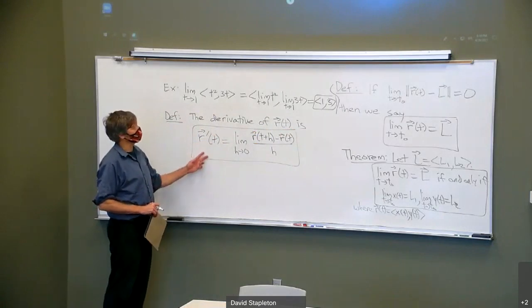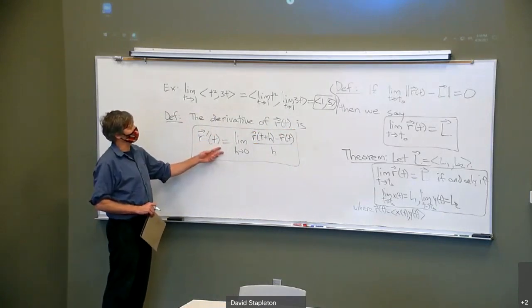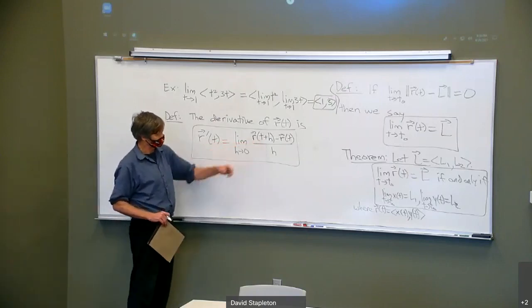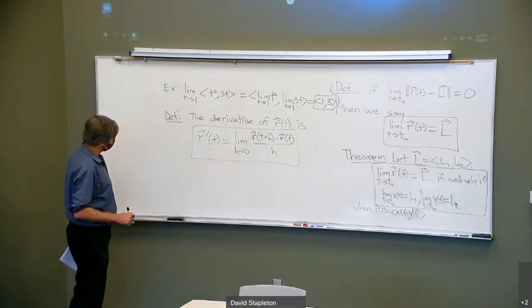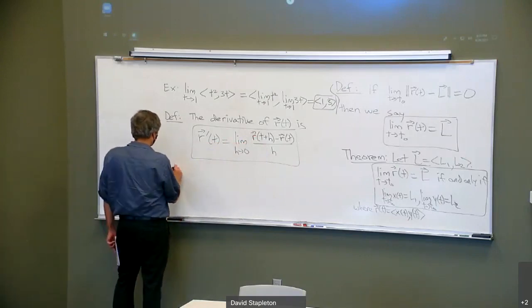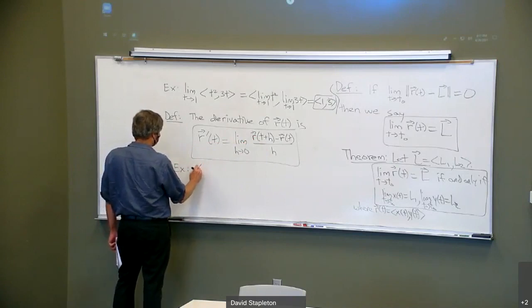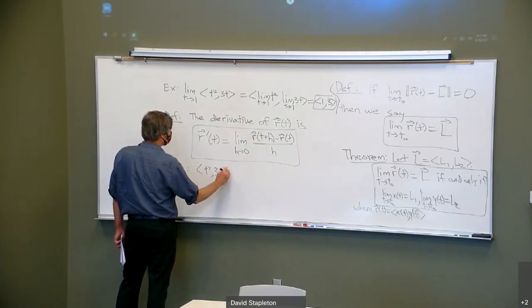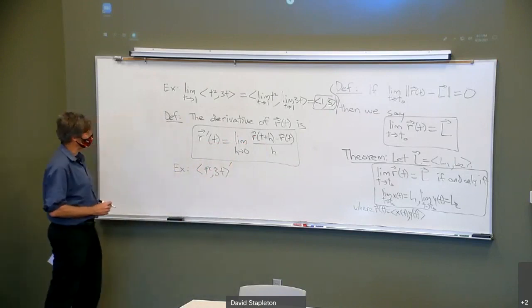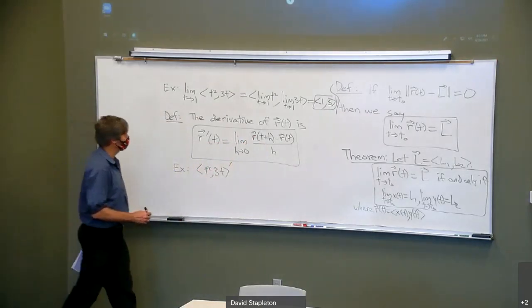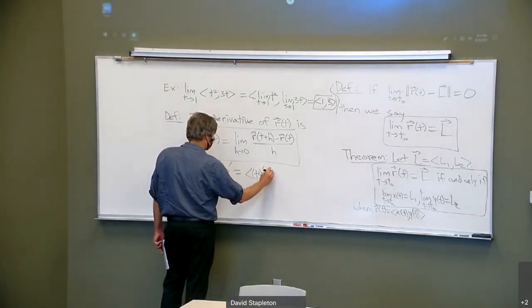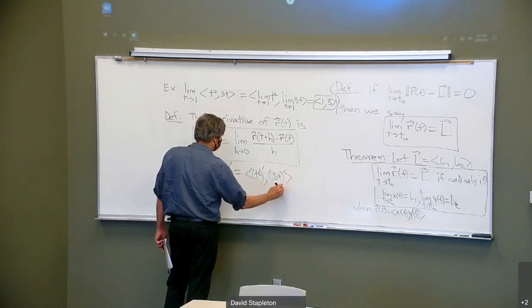So what this says is if you want to take the derivative of a vector value function, you just take the derivative of each component, right? Because after all, the limit here is the limit of each component. So it's very straightforward. Here's an example. What is the derivative of the vector t squared, 3t? So time on it. What's the derivative of that vector value function? Easy as can be. You take the derivative of t squared to get the first component. You take the derivative of 3t to get the second component.